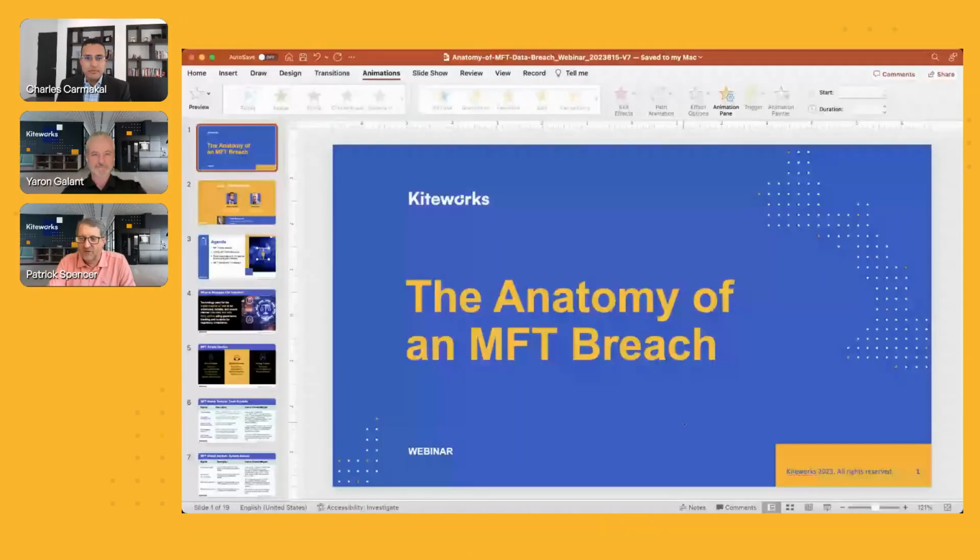Let me get my slides up here. Need to make sure I have the right window. There we go. I'm not going to run it in presentation mode because of some limitations on the platform here. This way I can actually see Jeroen and Charles, which makes for a much more lively conversation.